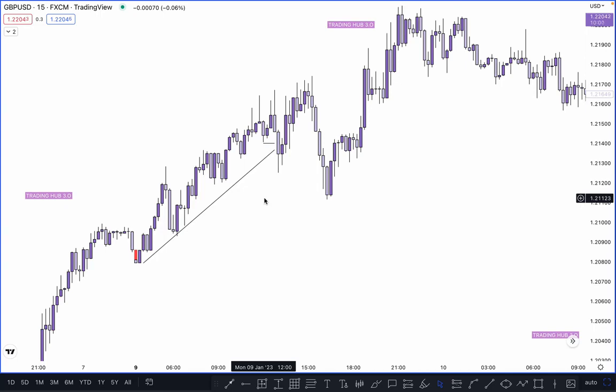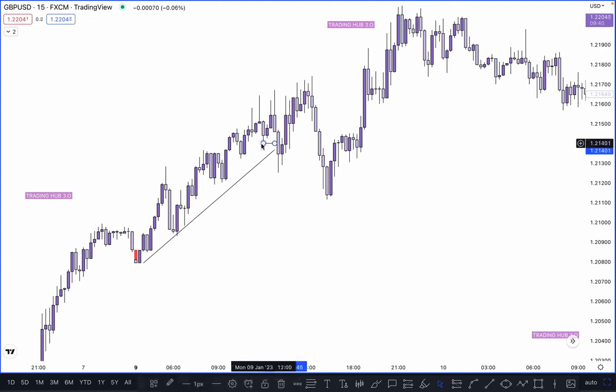As we know, after taking out the inducement, price must tap on the order block. Once the market has taken out the inducement, you can buy or sell based on the single candle order block, or you can say the IFC candle. So in this scenario, what happened here?